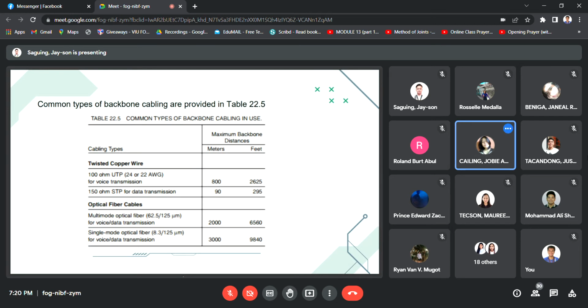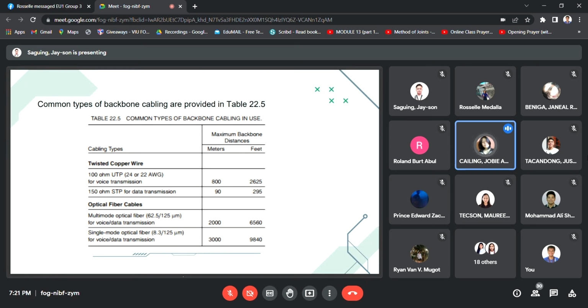So next, we have here table 22.5. So these are the common types of backbone cabling in use. Under sa cabling types, we have twisted copper wire and optical fiber cables and its respective maximum backbone distances in meters and feet. So why is it na need nato ma-establish ni ang maximum distance? That is because this maximum are the best possible rating the cable is capable of under theoretical perfect conditions.